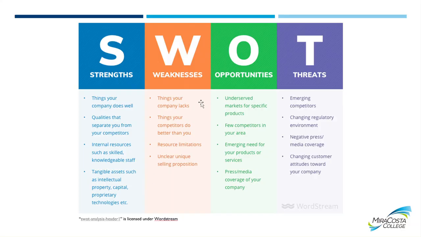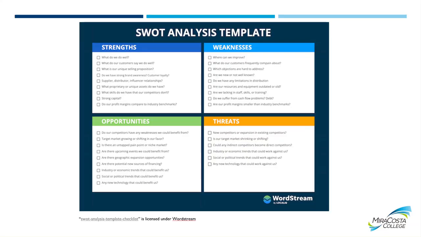Weaknesses could be things your company lacks, things your competitors do better than you, resource limitations, unclear unique selling proposition. Opportunities: underserved markets for specific products, few competitors in your area, emerging need for your products or services, press and media coverage of your company. Threats: emerging competitors, changing regulatory environment, negative press and media coverage, changing customer attitudes toward your company.